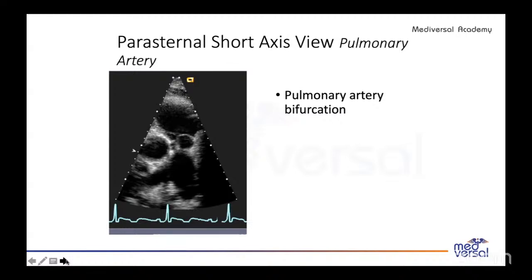In the previous slide, which we just saw, just close to the right side of the aorta, you see the pulmonary artery bifurcation. Next slide.